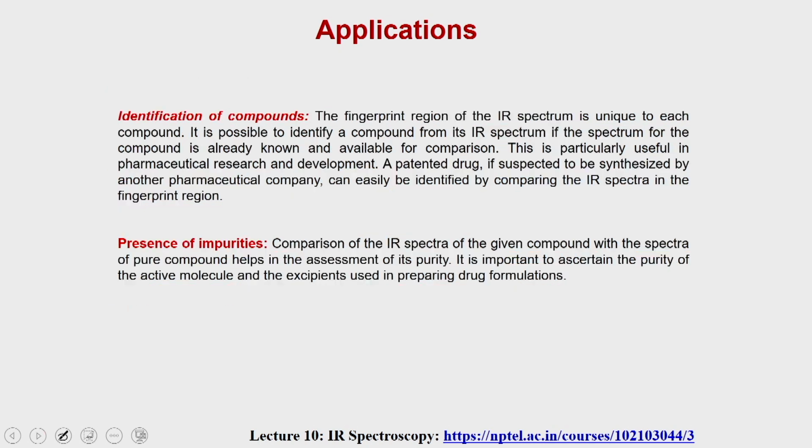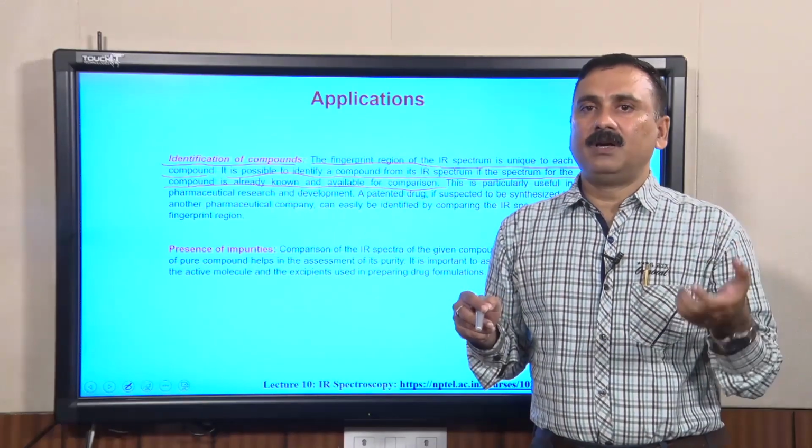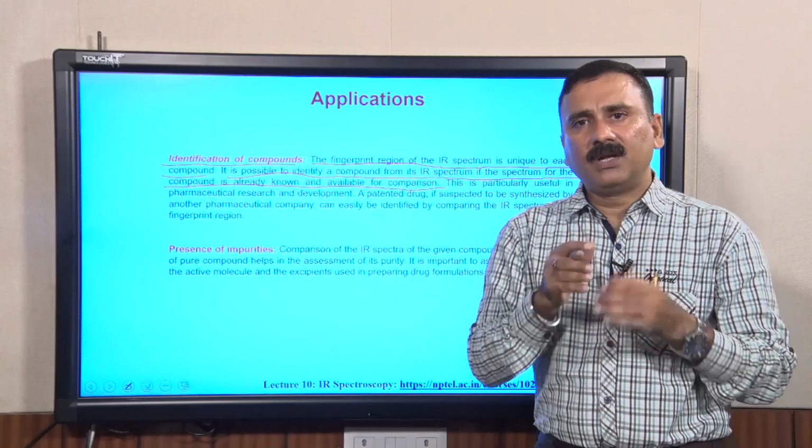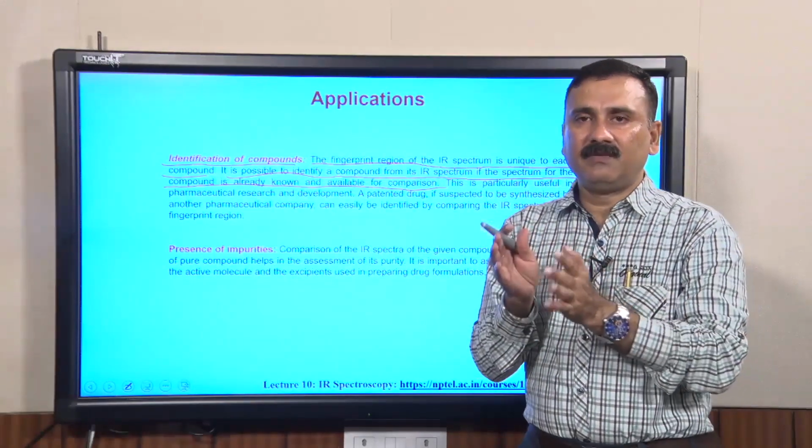Then you have the second application, that is the identification of compounds. The fingerprint region of IR spectroscopy is unique to each compound. It is possible to identify a compound from its IR spectrum if the spectrum of that compound is already known and available for comparison. So, you cannot identify a compound by de novo IR spectroscopy, because it is very difficult to define the peaks in the fingerprint region, as you are going to have multiple peaks.